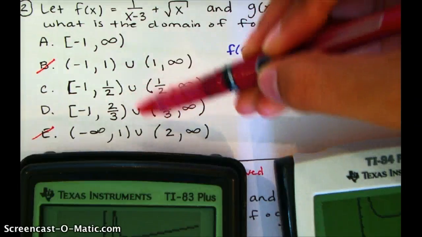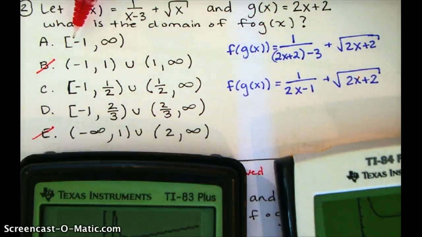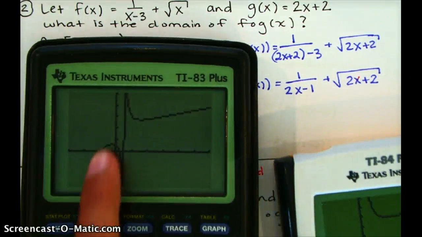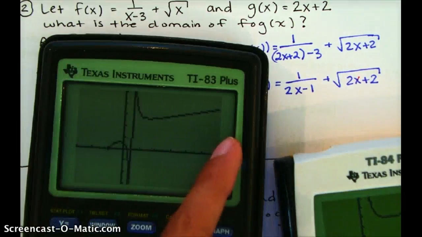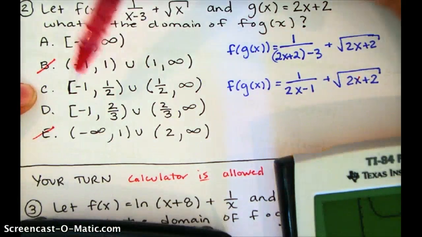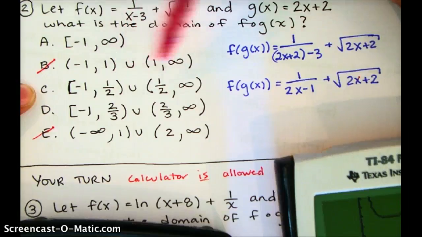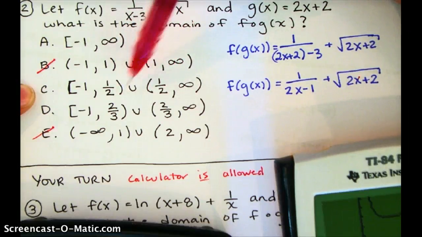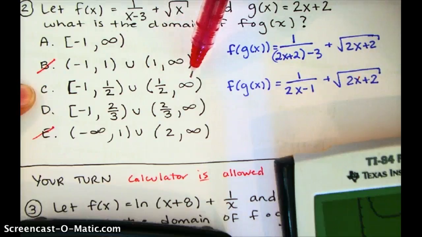Of my 3 other options, the first option means that the domain starts at -1 and keeps on going all the way to positive infinity. Graphically, that would mean that the function starts here and has no gaps or breaks until there. Option C is saying it starts at -1 and then it has an asymptote or a hole or something at 1/2 because it's not in the domain, and then it goes on forever.